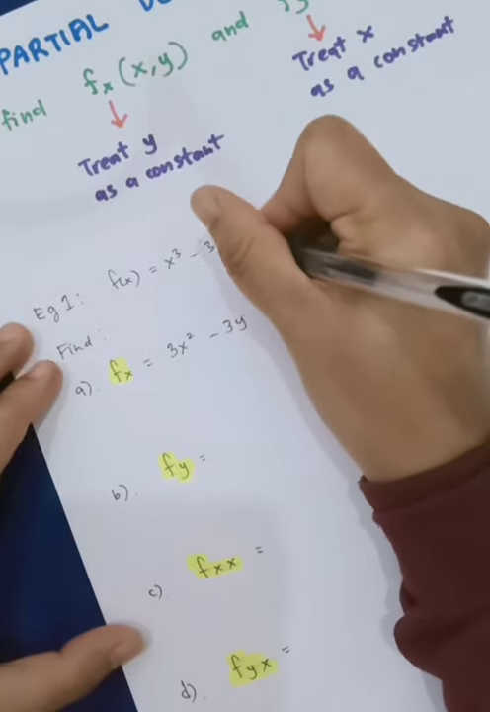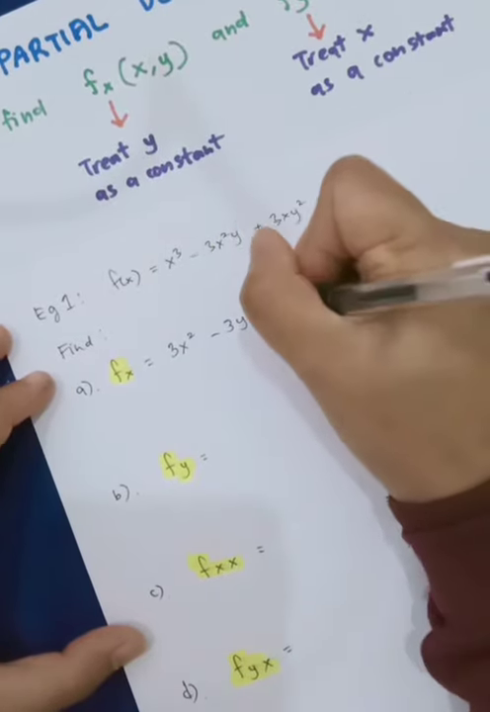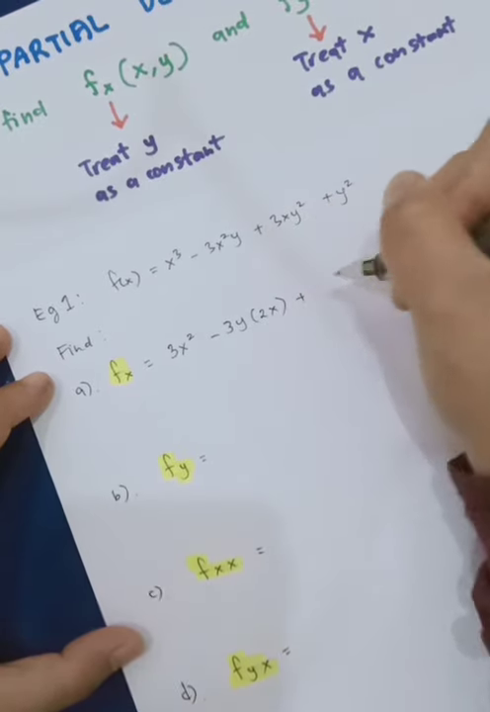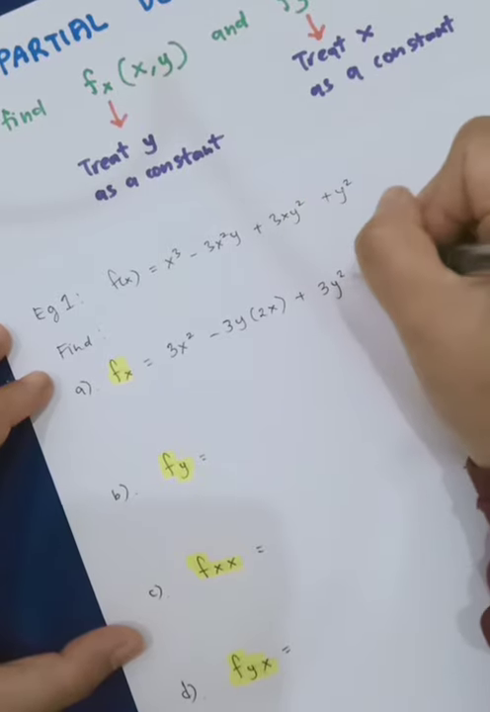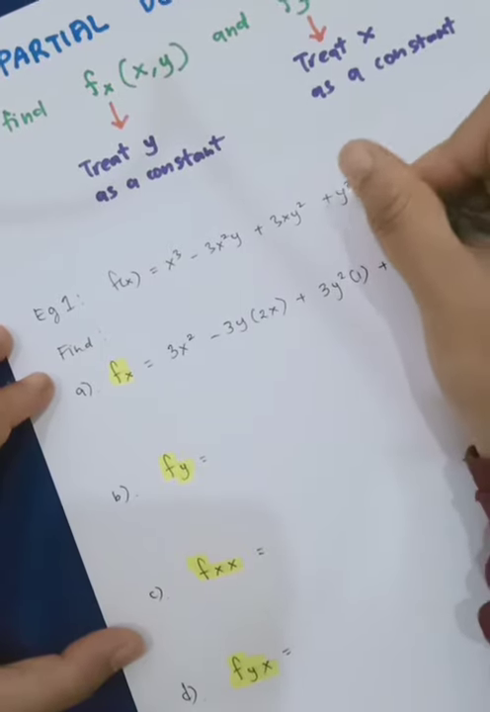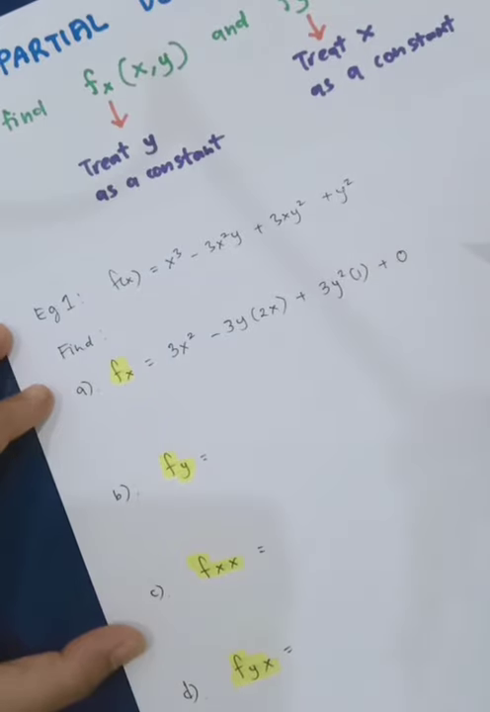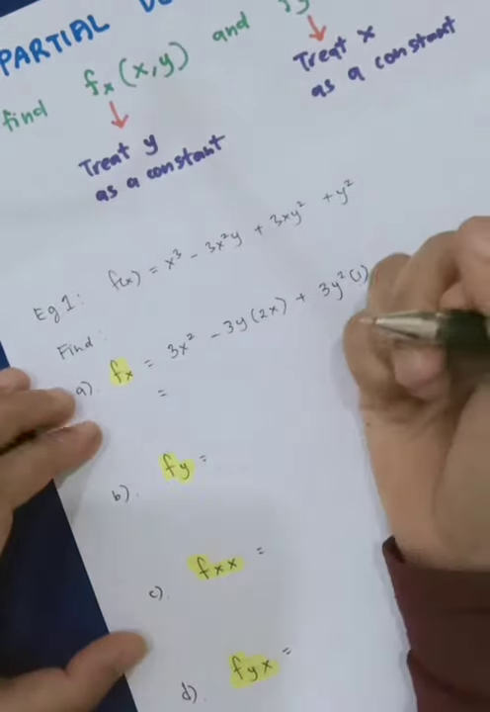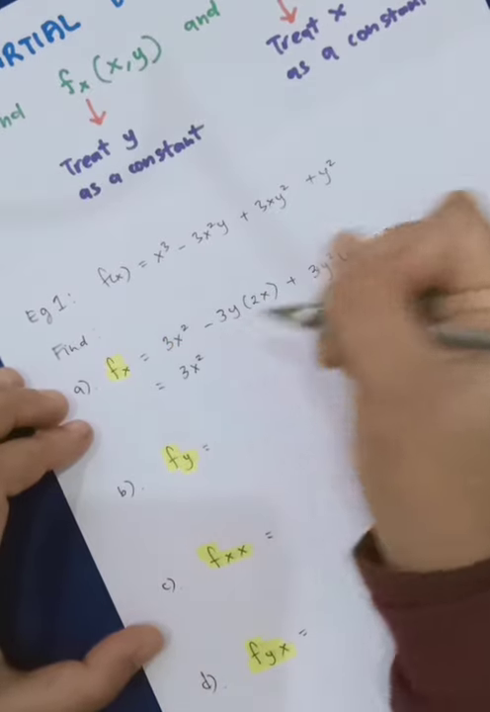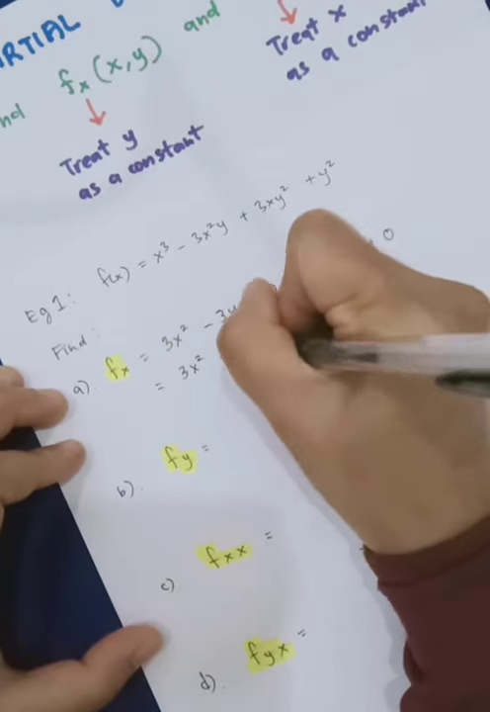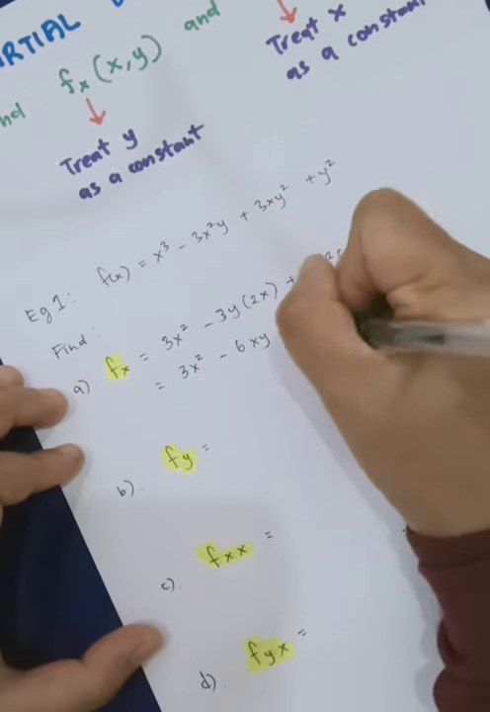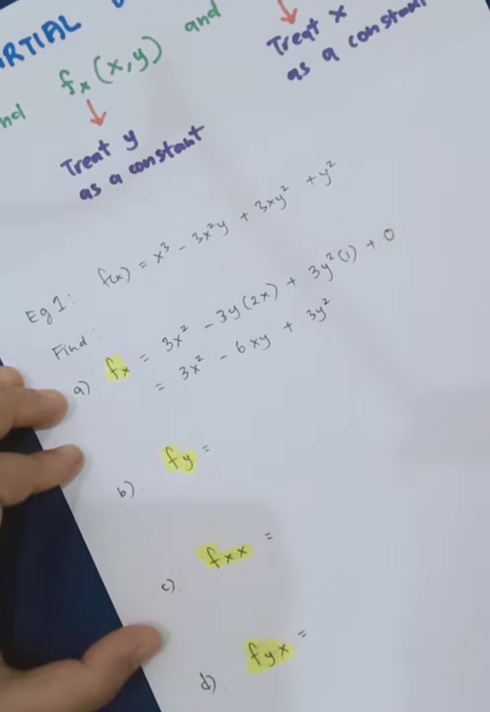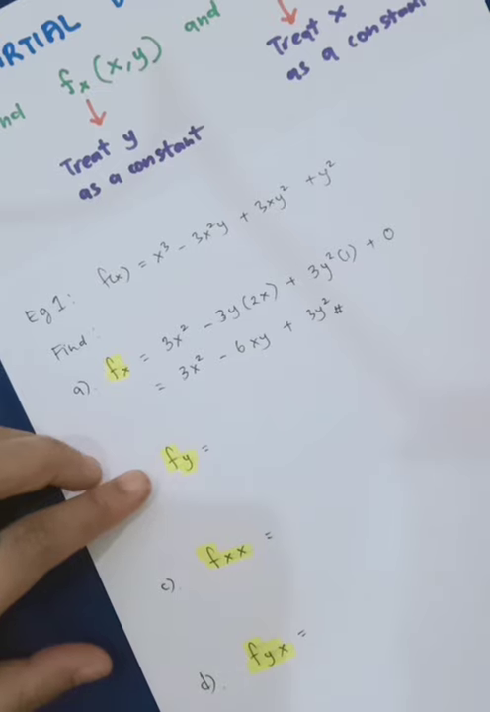Now we differentiate x squared, we get 2x, plus our constant 3y squared. Differentiate x, we get 1, plus, now y squared is a constant, we get 0. Simplify: 3x squared minus 6, 3 multiply 2 gets 6, 6xy plus 3y squared. Okay, that's all. How can we find fy?